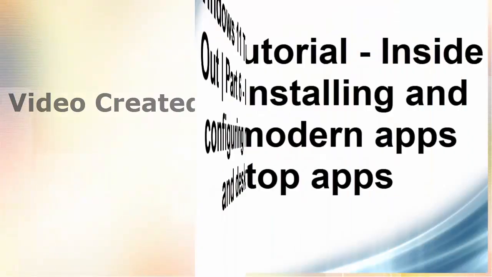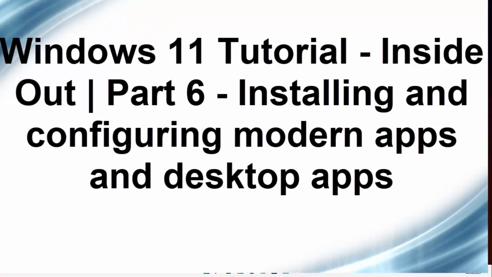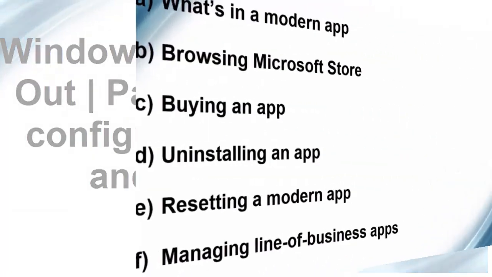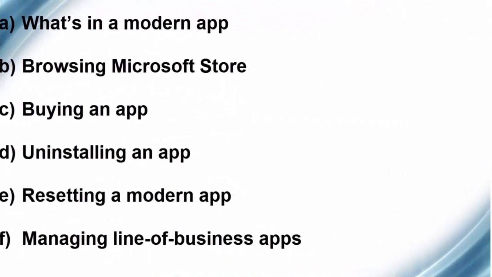In this Windows 11 tutorials Inside Out Part 6, I'll be discussing installing and configuring modern apps and desktop apps in Windows 11. So in this training, I'm going to discuss what a modern app is all about. We're going to be looking at the Microsoft Store and check how to buy an app if we actually want to buy one. We're also going to be installing an app if the app is not functioning very well, and also we're going to be resetting a modern app.